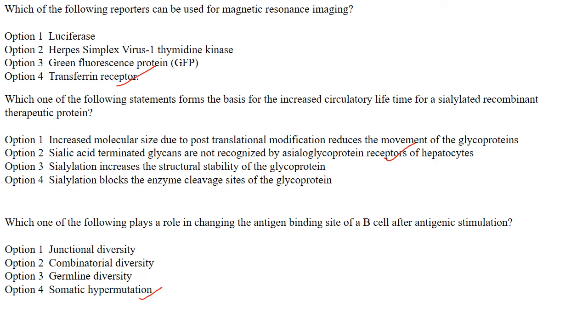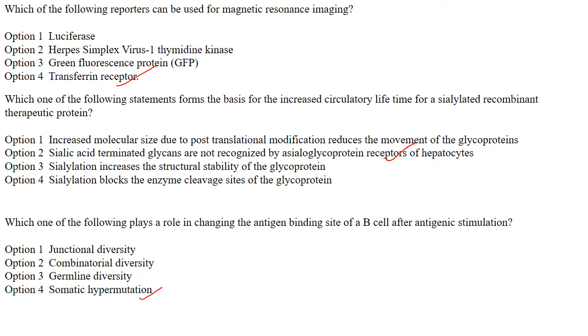So here they have asked which one of the following statements forms the basis for the increased circulatory lifetime of a sialylated recombinant protein. So it should not be recognized by asialoglycoprotein receptors present in the liver cells. If they are recognized, then they will be removed from the circulation, resulting in shorter in vivo half-life of the therapeutic protein. So option 2 is correct. Sialic acid terminated glycans are not recognized by asialoglycoprotein receptors of hepatocytes.